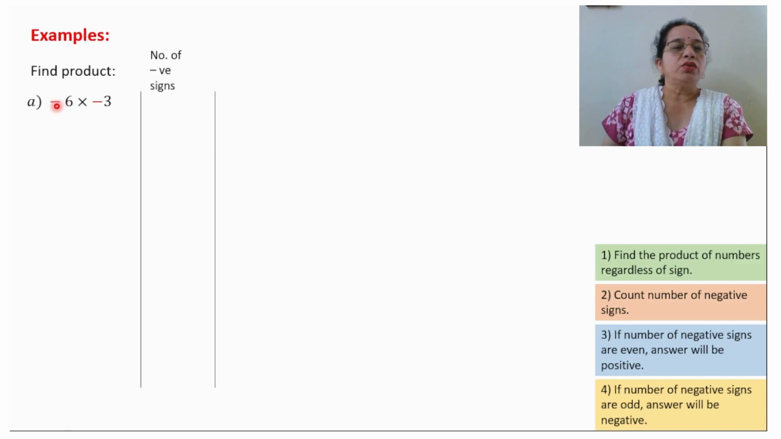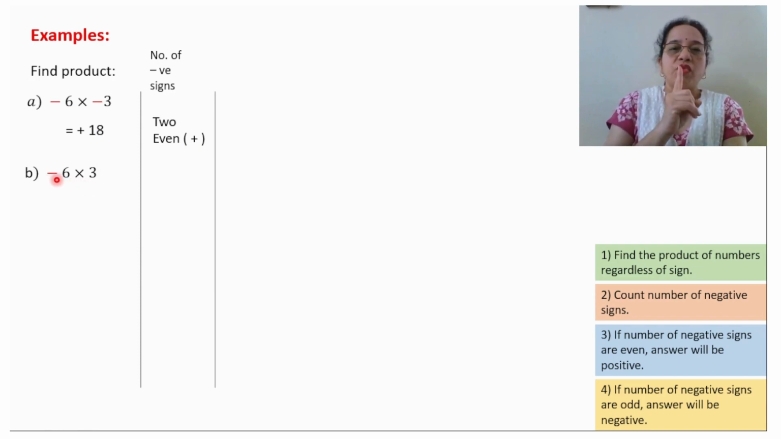Total number of negative signs is 2. 2 is an even number. It means your answer will be positive. Now just multiply the numbers: 6 times 3 is 18. Your answer will be positive 18. Next, multiply minus 6 by 3. The total number of negative signs is 1. 1 is an odd number. Odd number means the answer will be negative. Multiply 6 times 3 is 18. The answer will be minus 18.